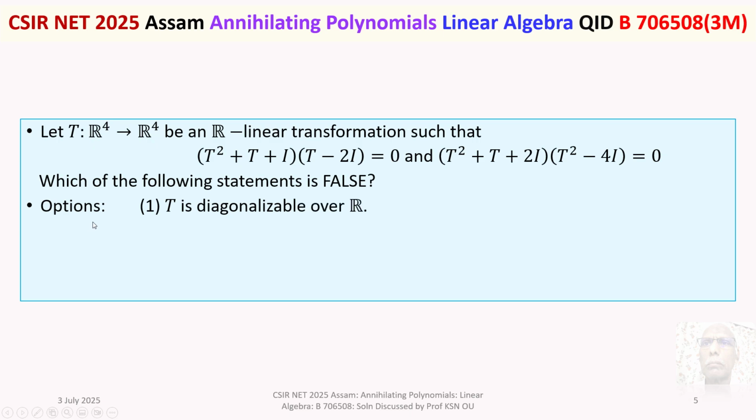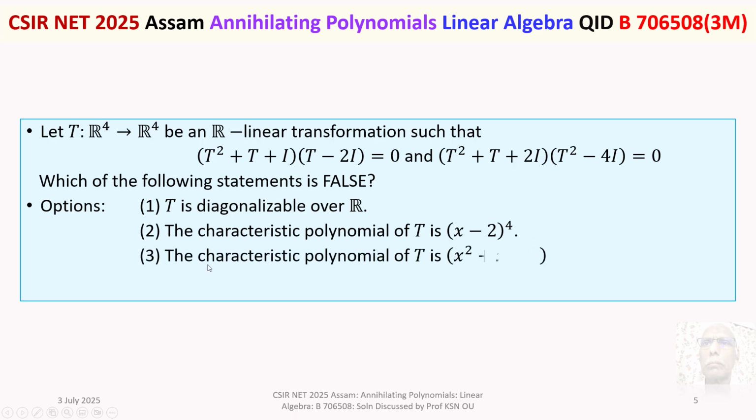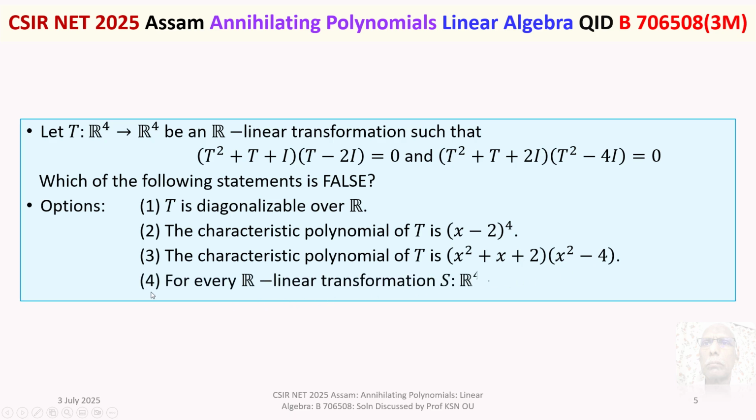We are given 4 options. Option 1, T is diagonalizable over R. Option 2, the characteristic polynomial of T is (x - 2)^4. Option 3, the characteristic polynomial of T is (x^2 + x + 2)(x^2 - 4). Option 4, for every R linear transformation S from R^4 to R^4, we have ST = TS.